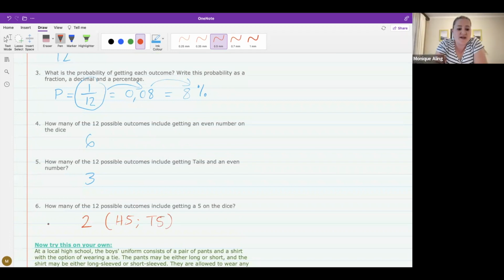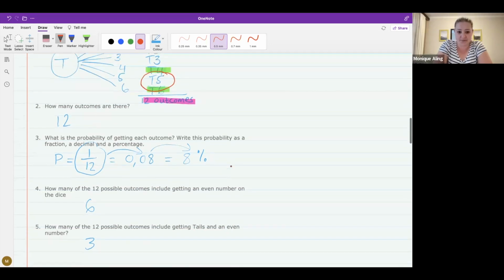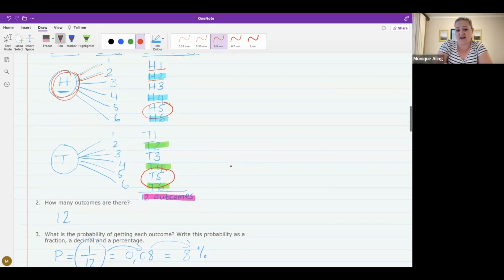Okay, so you asked me to quickly explain question 5. So it says, how many of the 12 possible outcomes include getting tails and an even number? So that means we need to look at all the outcomes. We don't include any of these because they don't have tails attached to them. So we just look at the tails section. So it has to have a T in front, but it must also include an even number. So it can only be T2, T4, and T6. So it's only 3 outcomes out of all of them that include tails and an even number. Let me know if that helps. There we go. Cool, pleasure.